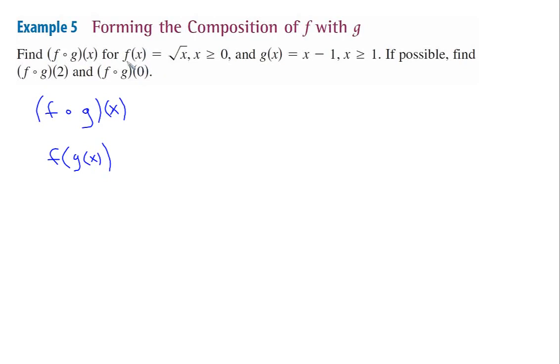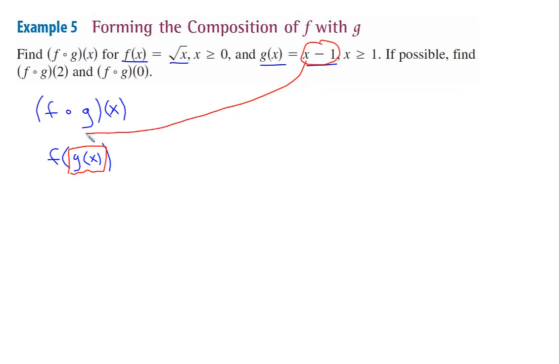Now we know what the f function is. It's square root x. We know the g function is x minus 1, and we're given some domains to work with already, so we've got to abide by these domains. Now remember, when you are working with the composition of functions, always start with the inside function. So we need to figure out what this is. This one's pretty easy because there's really no work to do. G of x equals x minus 1 right here.